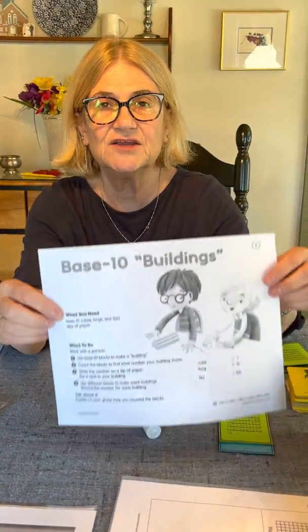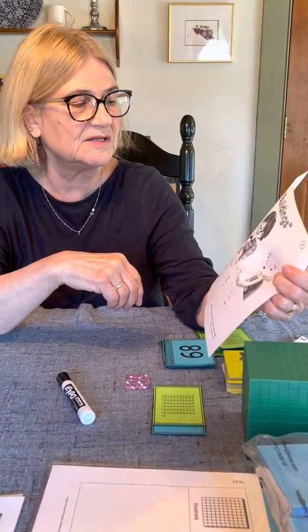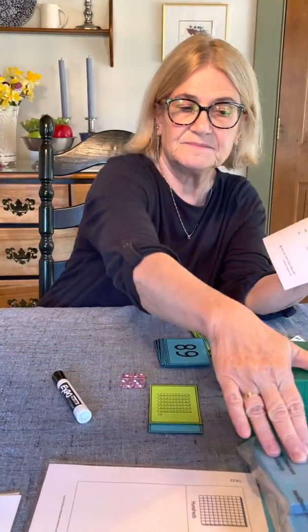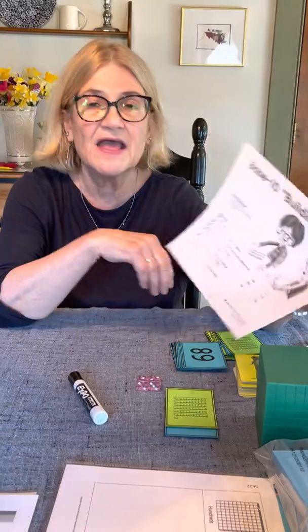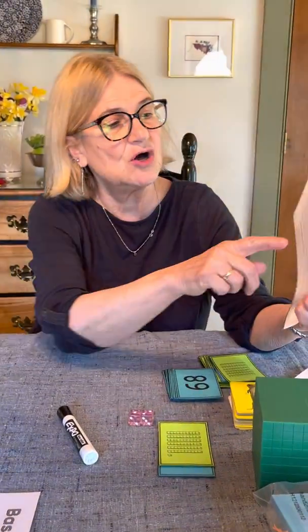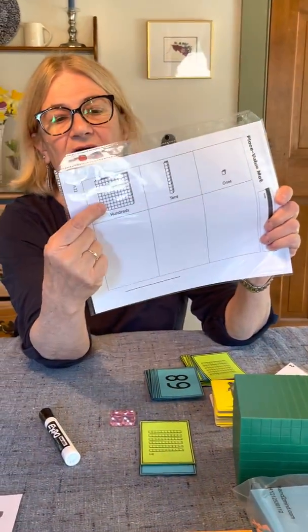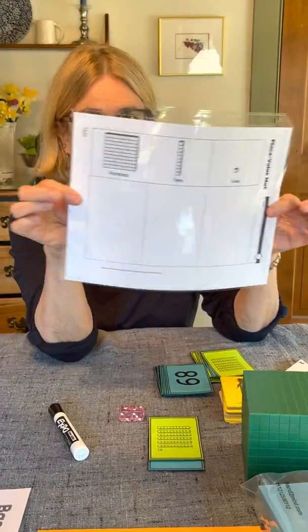One of the first things that you can do with this is called base 10 buildings, and use your manipulatives to have some fun and build some buildings and structures, and then you can find out how much your building is worth, knowing the representations. You also have a place value match showing ones, tens, and hundreds, and you know how to use these because you've gone over these in class.